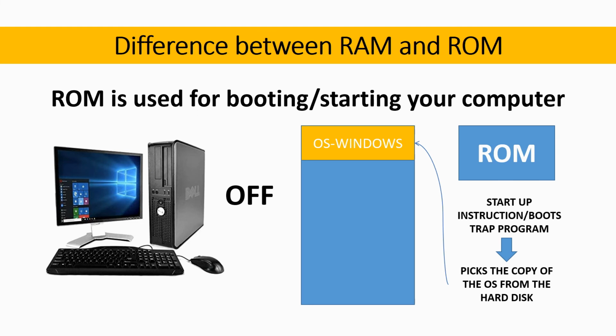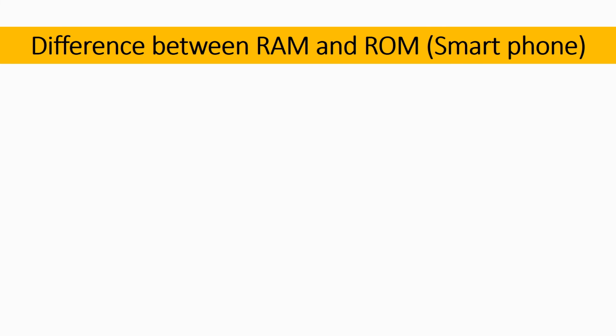And once the OS takes control of the machine, whichever program you run, the OS will pick a copy of that program and load it onto the RAM. So I have these programs running that the user has loaded, and then there are certain system programs that are running in the background. So this is how the entire working of RAM and ROM works.